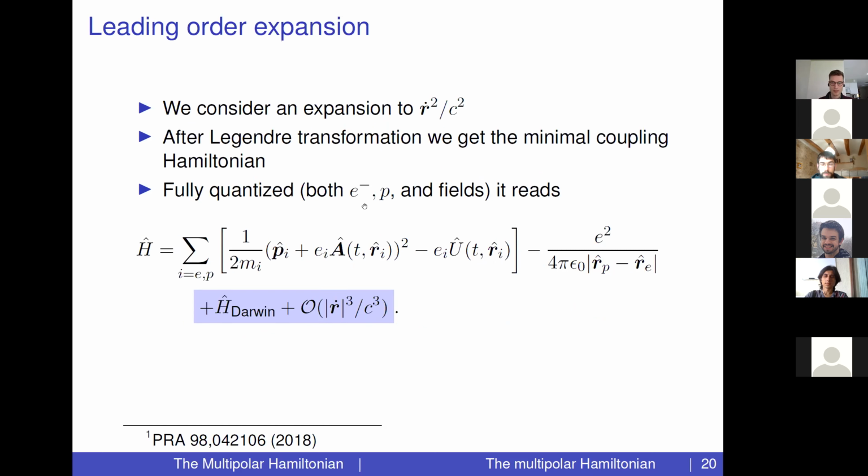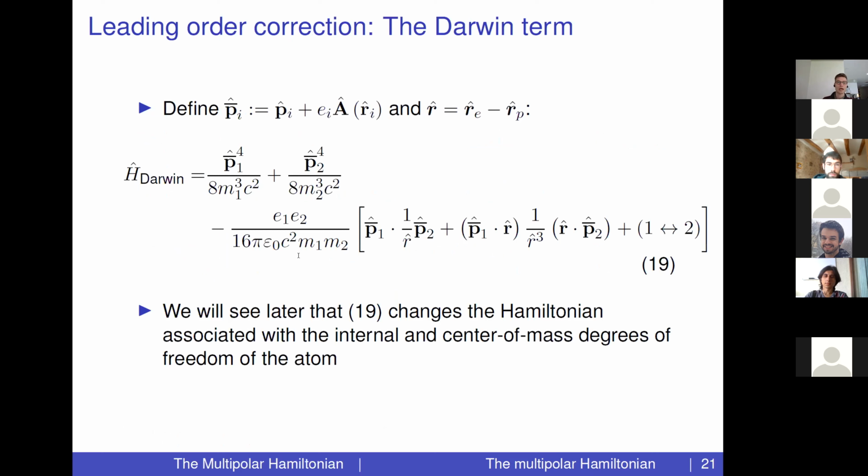So we're going to quantize the degrees of freedom associated with the electron, the proton, and all the field. And so then, without choosing a gauge here, we have the two-particle minimal coupling Hamiltonian. So that's the usual term with a Coulomb interaction between the two particles. And to subleading order, we have what is known as the Darwin term, right? So the Darwin Hamiltonian can be written in this form.